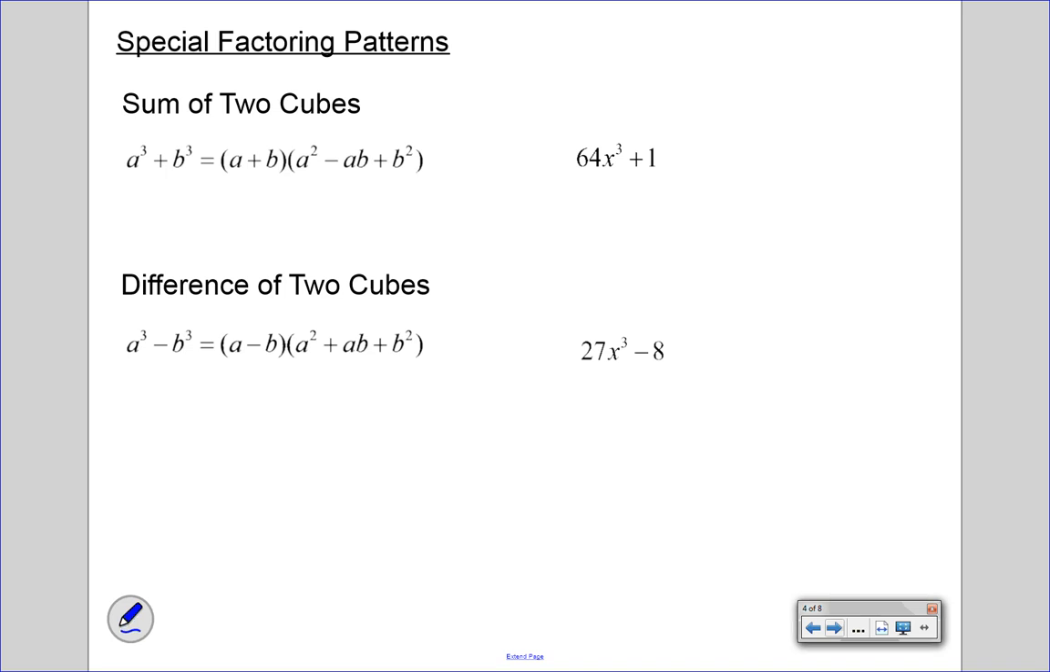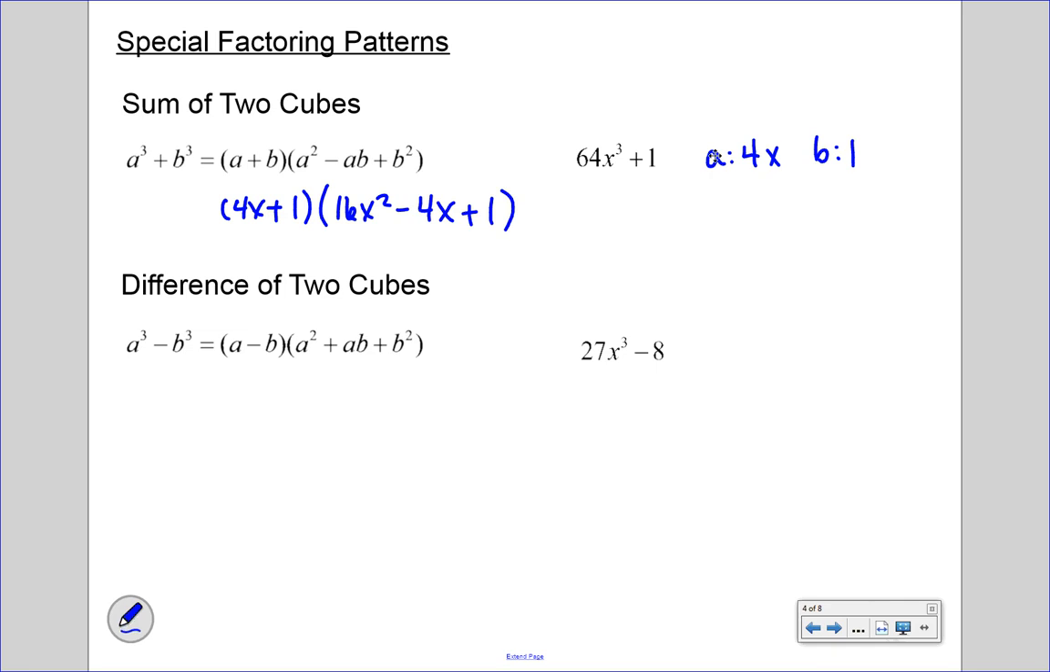What I like to write down to help me is what a is. So the cube root of 64 for this one is 4, and the cube root of x cubed is x, and our b value, the cube root of 1, is 1. And so now we can plug it into this formula, into this pattern. So a is 4x, plus b is 1. A squared is 16x squared. A times b is a negative 4x. And then b squared is 1. And we've got our answer for that one.